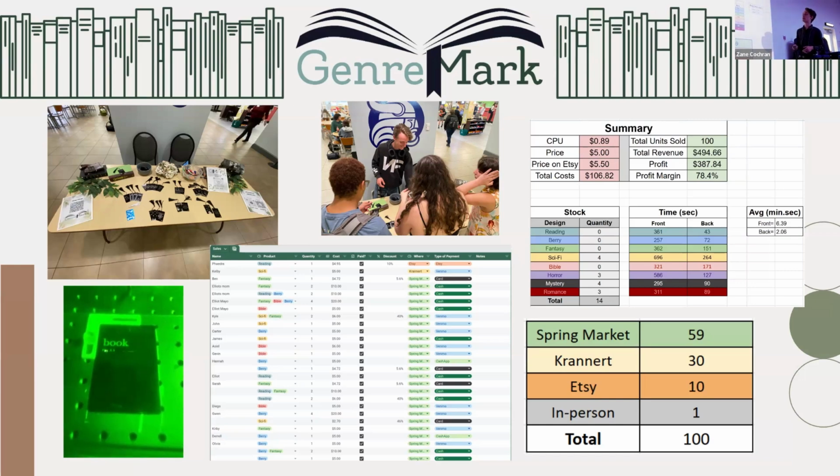So I was also calculating that. As you can see, this is my setup in Cranor, as well as the spring market. I had some books laid out to give the vibe. I actually had a couple of people come up to the table because of a book they saw and recognized, which is super cool.